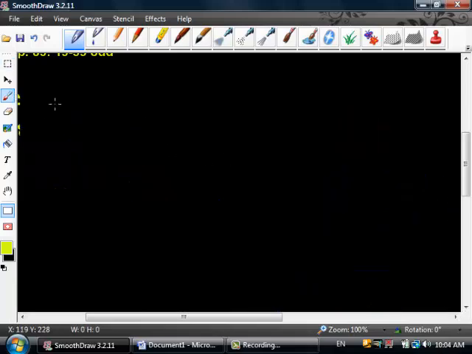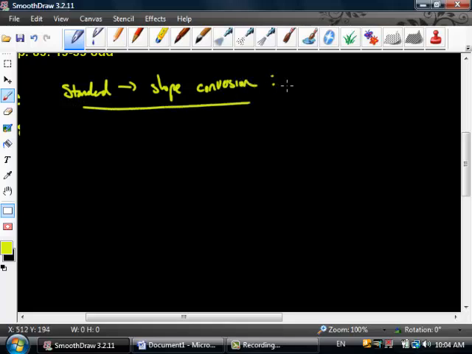Let's take a look at some conversions. The first thing you're going to have to do is convert from standard to slope conversion. And basically all that means is, and this is where your solving for a literal variable is going to come in handy. Basically all you're doing is you're going to solve for y in every single problem. So let me give you guys an example.